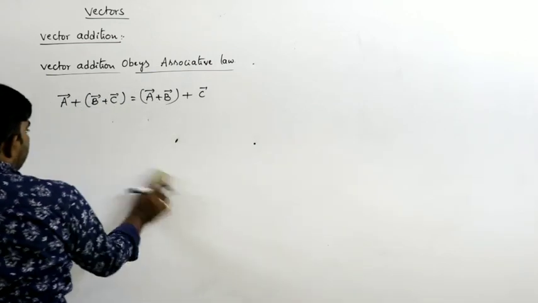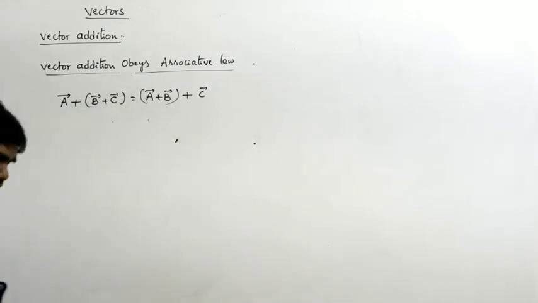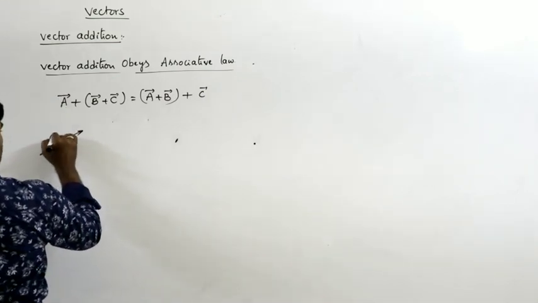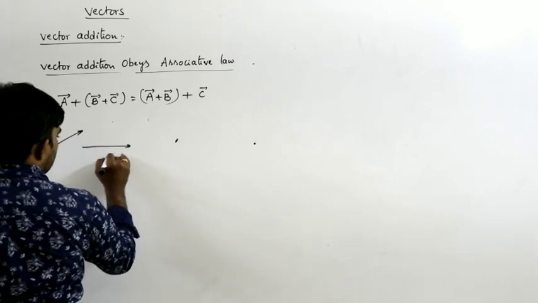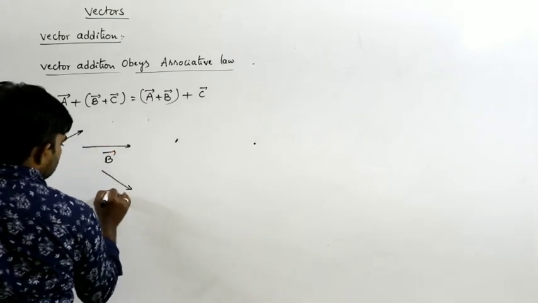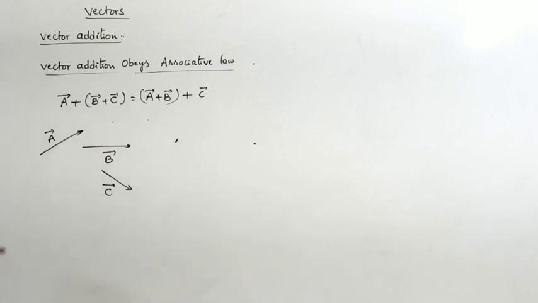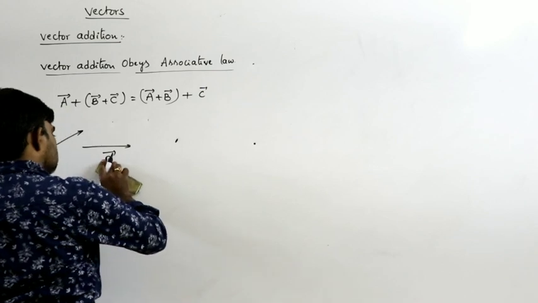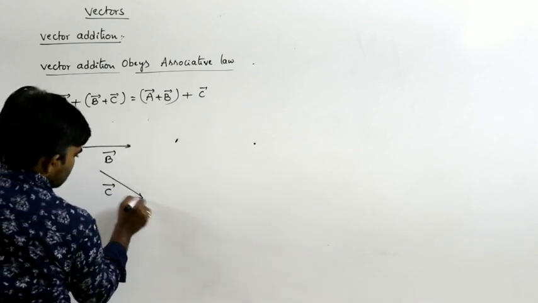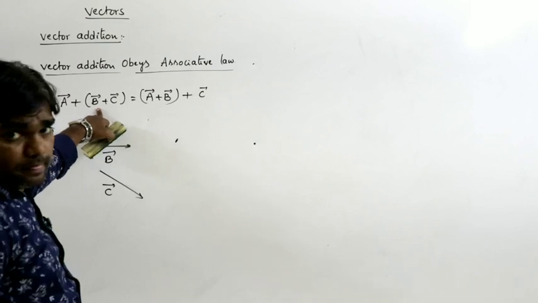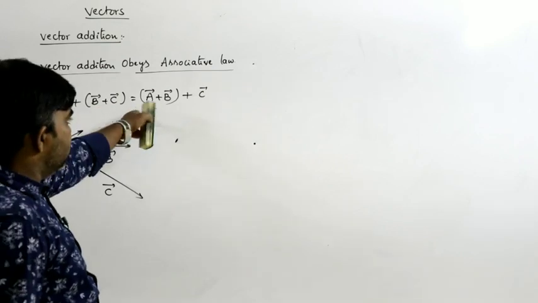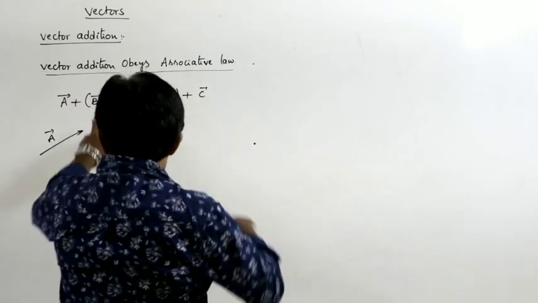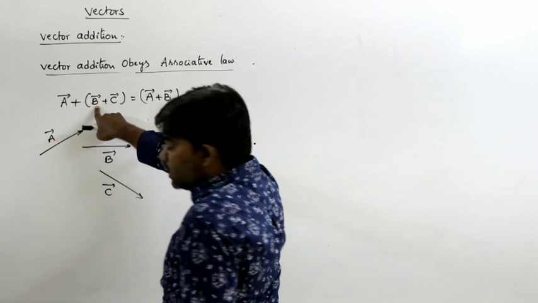This can be represented graphically now. For that purpose we have to consider three vectors. Let us say this is a bar, this is b bar, and this is c bar. I am considering three different vectors, a, b and c. We can find either a plus b plus c in either order. First we have to do b plus c.